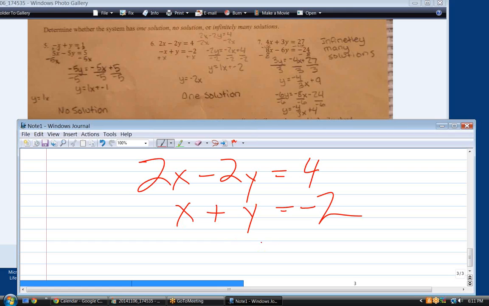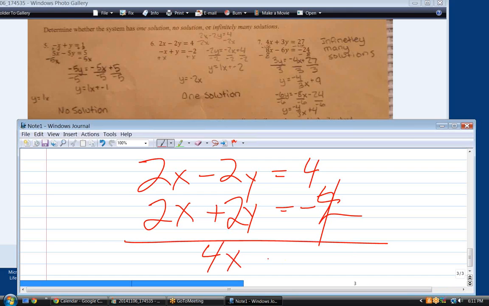Well, we should be able to solve this. Let's multiply the bottom by 2. 2, 2 minus 4. Now let's add the two. What do we get when we add those two? You get 4x plus y, no, the y's disappear, plus 0 equals 0. Okay, so what's x equal to? X is equal to 0.